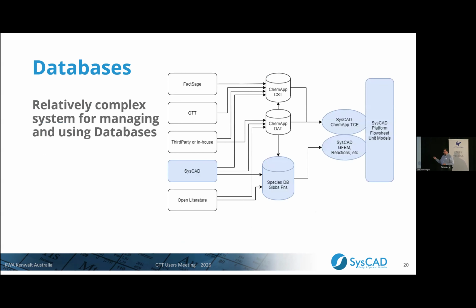We have heard, what do you need to run something like this? Of course, you need a CST file. And we've heard that for FactSage users, it's very straightforward. You have FactSage, generate your CST file, and then you import that into SysCAD automatically. But this figure also shows a map of what other sources or alternatives you have to generate those CST files.